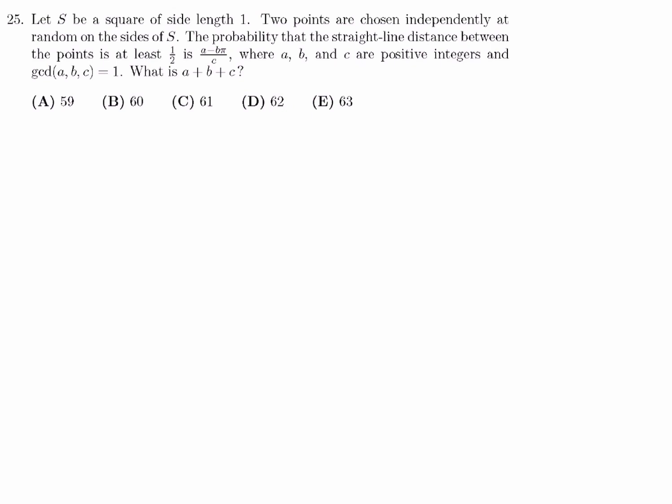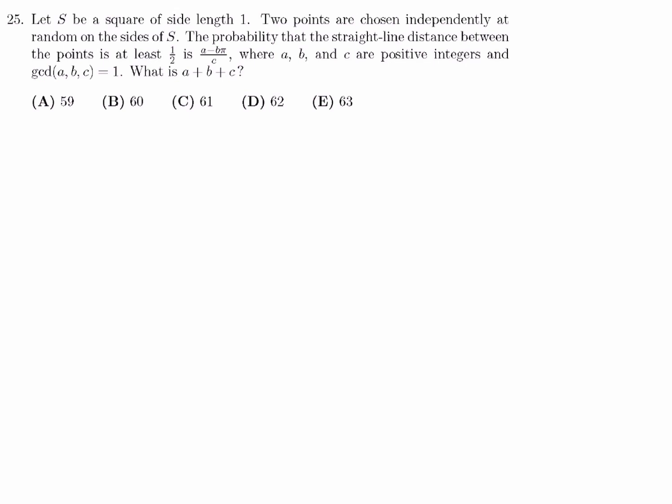Let S be a square of side length 1. Two points are chosen independently at random on the sides of S. The probability that the straight line distance between the points is at least 1/2 is (a - b pi)/c, where a, b, and c are positive integers, and the greatest common divisor of a, b, and c is equal to 1. What is a plus b plus c?